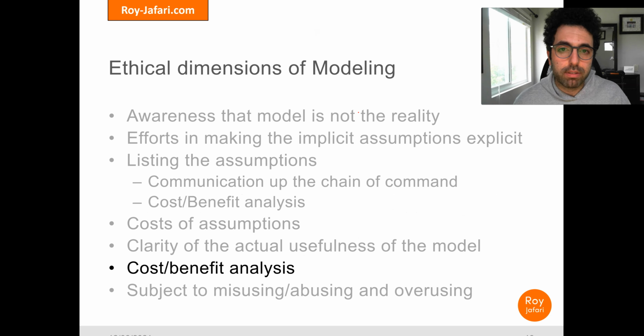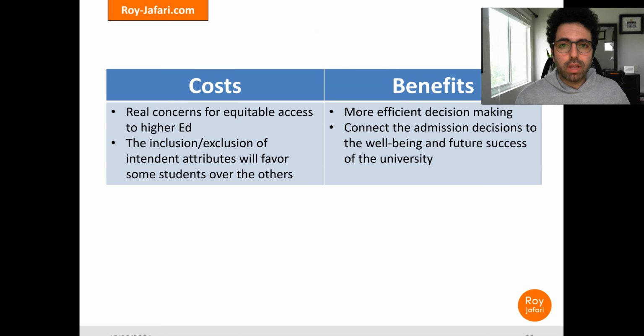How about the cost-benefit analysis? We just talked about these benefits and the costs. We've already talked about them, but just to go over them, we will have some real concerns about the equitable access to education. And of course, we did see that if we were to include or exclude some attributes, this could create favoritism towards some part of the population. And like any other models, this model also is subject to misusing, abusing, and overusing. So we want to make sure that what we are giving up and what we are gaining, there is a balance. So we want to make sure that we are getting more benefit than the cost.